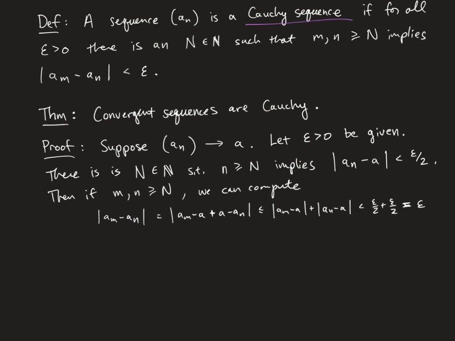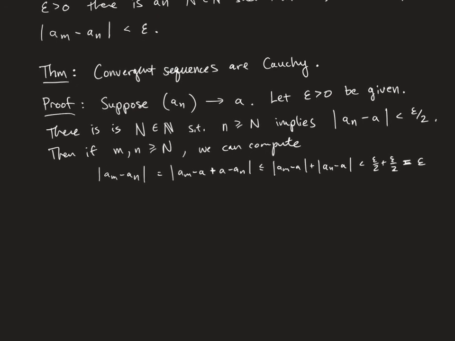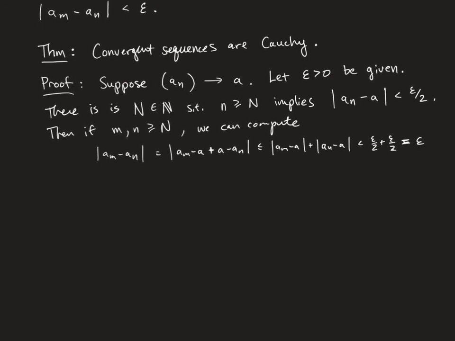So this establishes a link, at least in one direction, between the notion of convergence of a sequence and a sequence being Cauchy. The ultimate theorem that we're going to prove, and we're not going to prove it in this video, is the goal. Okay, so this is our goal.